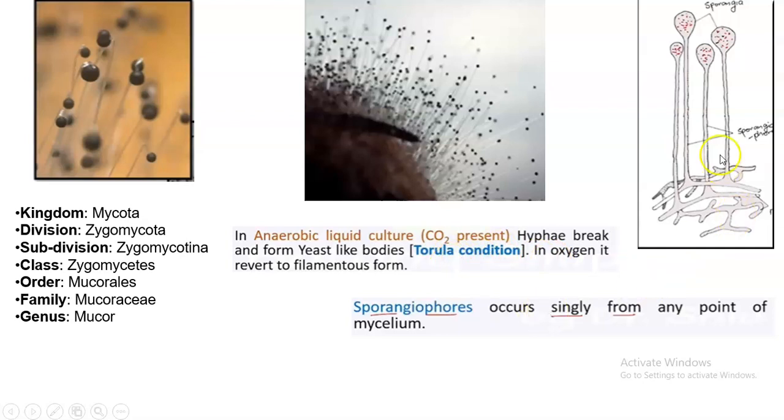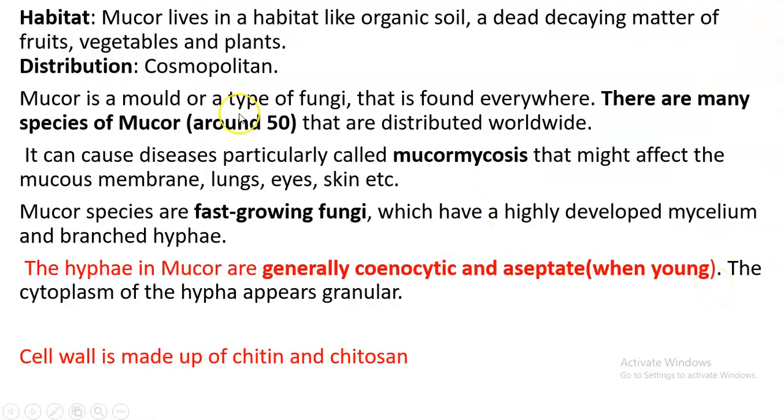When you are drawing this particular Mucor thallus, you have to keep in mind that from one particular node only one sporangiophore is arising and it is erect. This kind of habitat is the same for both Rhizopus and Mucor: organic soil or dead and decayed organic matter, or jam, jelly, bread, etc. Around 50 species are known worldwide. It even infects animals and human beings through a disease called mucormycosis. It will be affecting lungs, eyes, etc.